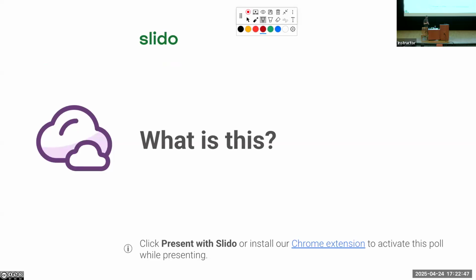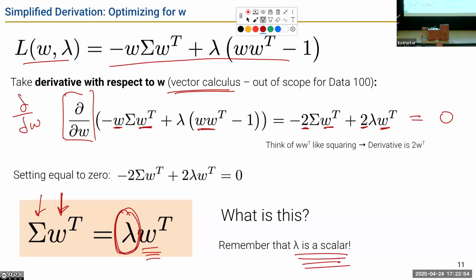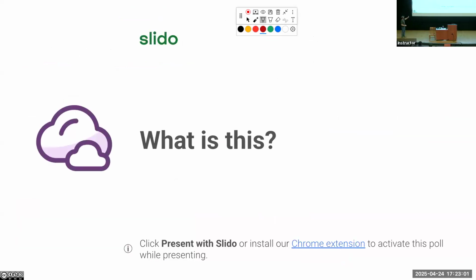What is this? What is what we just saw? I should have the plot. What is this an expression of? What is this expressing? Give this a go.